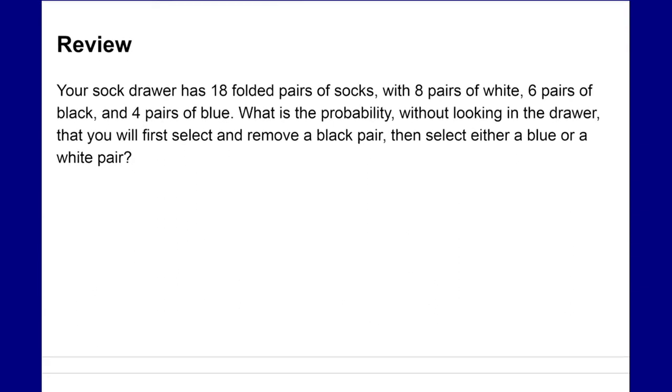Your sock drawer has 18 folded pairs of socks with 8 pairs of white, 6 pairs of black, and 4 pairs of blue. What is the probability, without looking in the drawer, that you will first select and remove a black pair, then select either a blue or a white pair? I'm going to recommend that you pause the video to try these questions, just to review what we've learned so far.